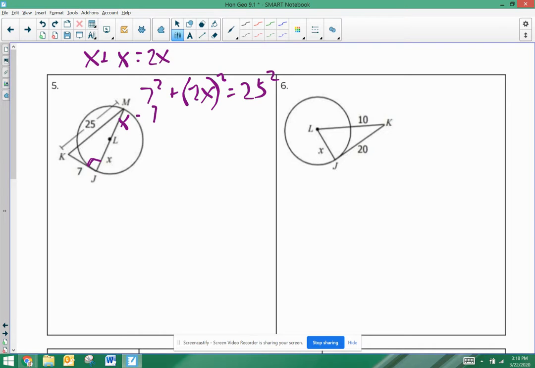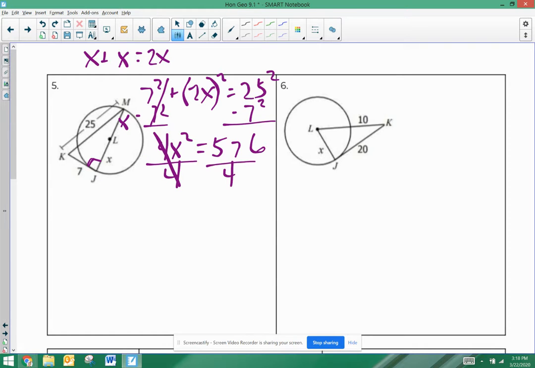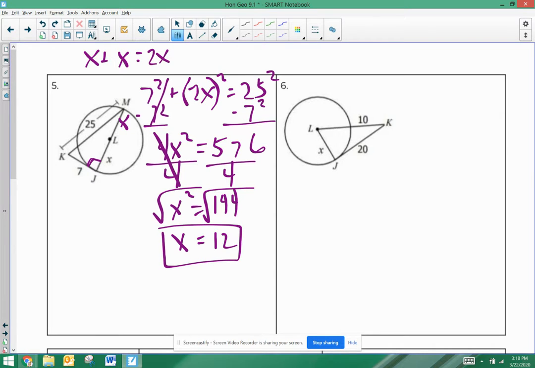576 again, what a jerk. So now I have 4x squared, no more parentheses. I squared the 2 to get 4. That gives me 576, my favorite number right now. Divide by 4. X squared equals 144. X equals 12. But if the question asked you something like, what's the diameter of the circle? You would say 24, because you have to go back and read the question. But you already knew that.